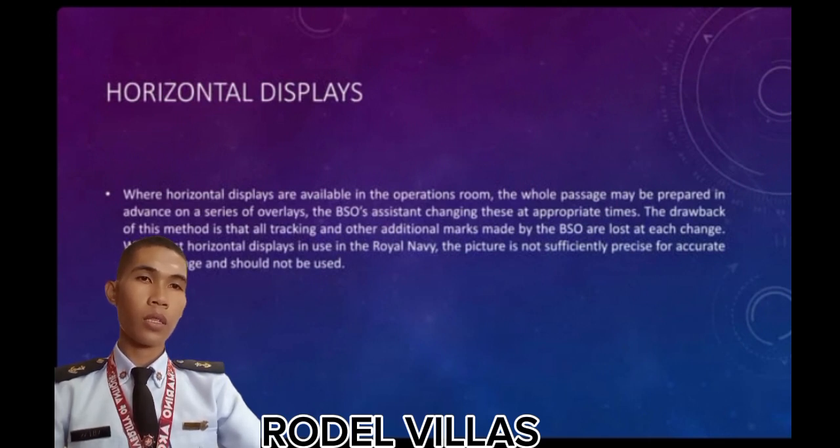Lastly, horizontal displays. Where horizontal displays are available in the operations room, the whole passage may be prepared in advance on a series of overlays, the bridge safety officer's assistant changing these at appropriate times. The drawback of this method is that all tracking and other additional marks made by the bridge safety officer are lost at each change. With most horizontal displays in use in the Royal Navy, the picture is not sufficiently precise for accurate line pilotage and should not be used.